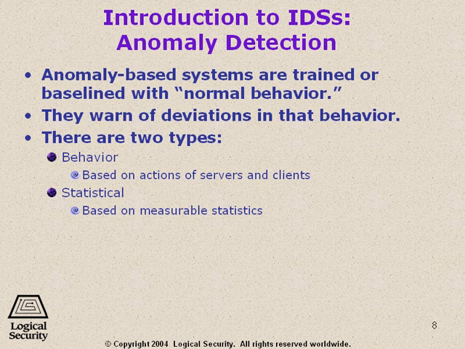Now, there are behavior-based versions. There are two types. There are behavior-based versions, which are based on the actions of servers and clients, based on what they actually do. Are they sending more to this particular host than normal? Are they receiving things when they shouldn't be? And then statistical based, which basically measure the amounts or the numbers, the statistics of traffic on the network.